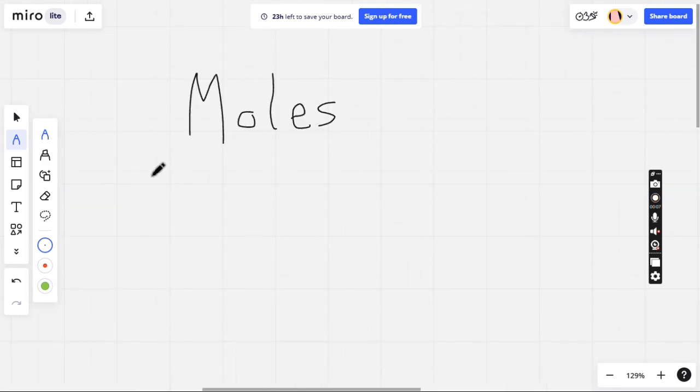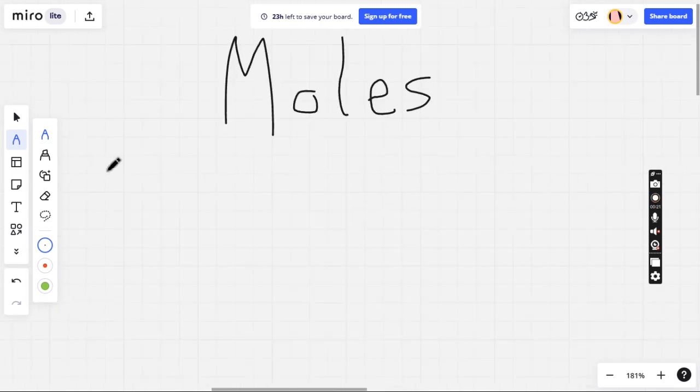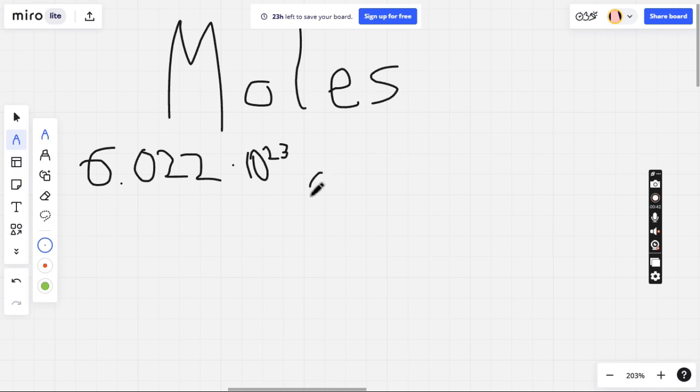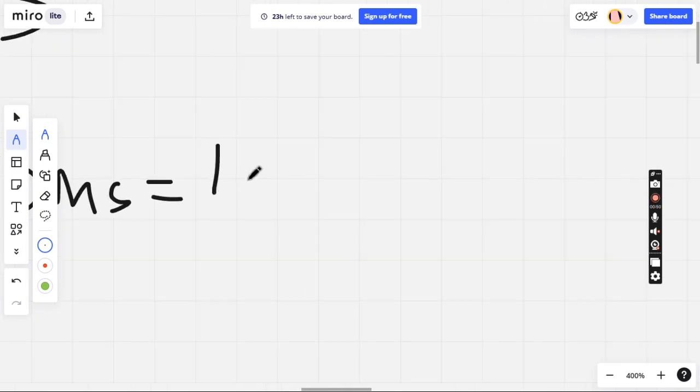So, moles. By the long and confusing definition, a mole is a unit of measurement that is the amount of a pure substance containing the same number of chemical units. What that boils down to is that a mole is an amount of a substance that contains this many chemical units, which are atoms in this case. So 6.022 times 10 to the 23rd power of atoms is 1 mole.